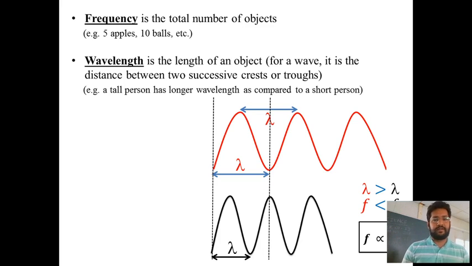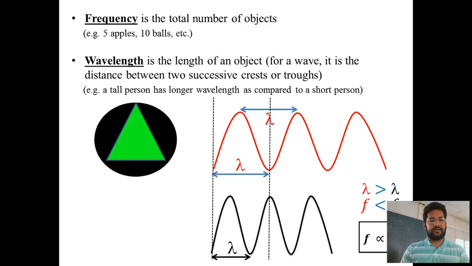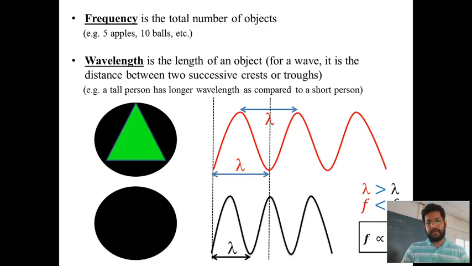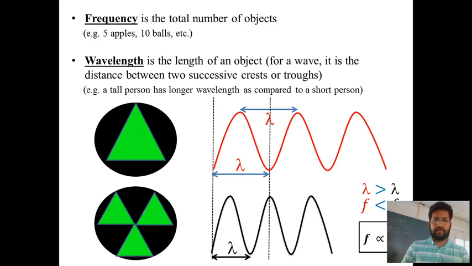Taking another example, suppose I have a disk wherein I fit a particular size triangle. Now if I take another such disk of the same size but reduce the size of the triangle, then I can place 3 such triangles or even more in the same given disk. So in terms of physics, what I did is I decreased the wavelength and the frequency increased. I hope the concept is clear now.